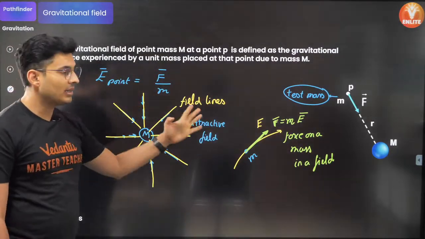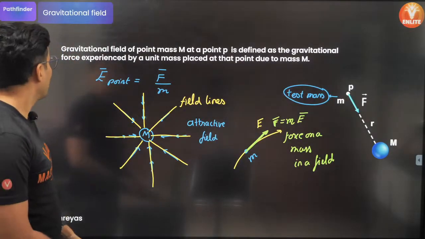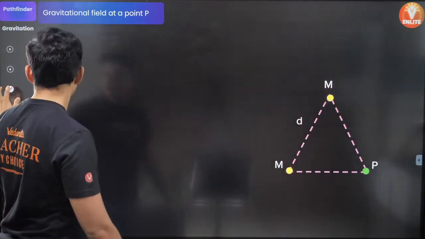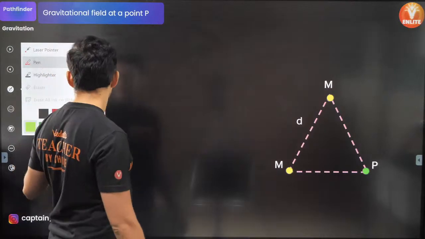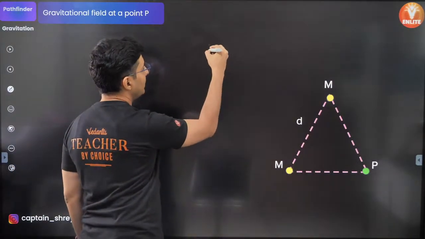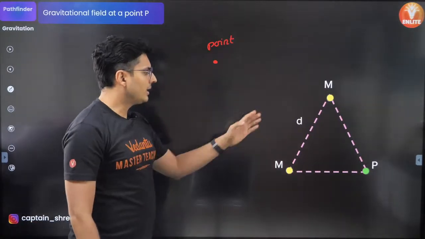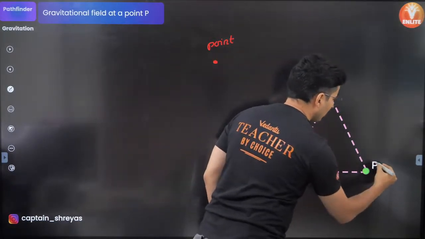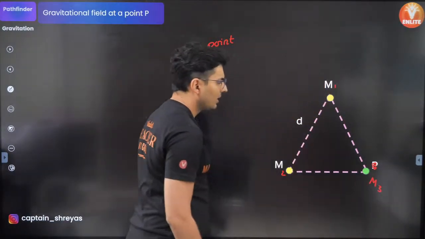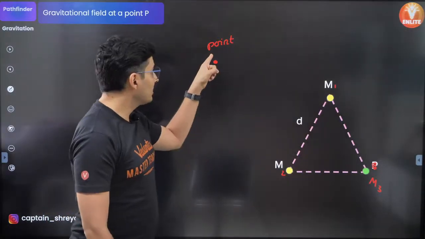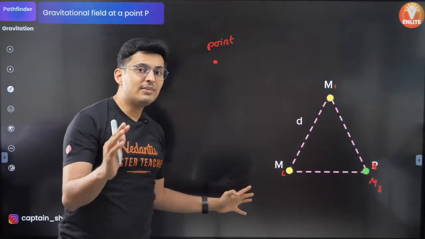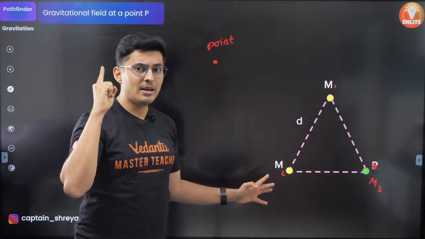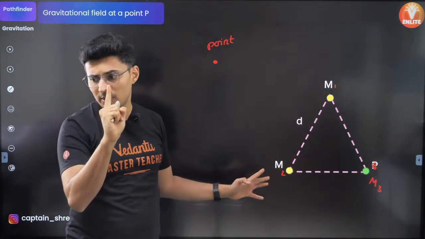Okay, all these are important properties, my warriors. Next important thing is gravitational field at a point due to many masses. Imagine that there is a point over here, and there are multiple masses, maybe I call this m1, this m2, this m3. I want to know at this point what is the field due to all of them. Whenever such a question comes, remember, number one, field is a vector. So you need to be very careful about the directions.